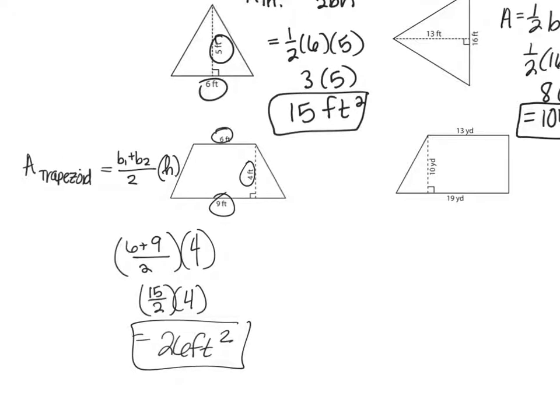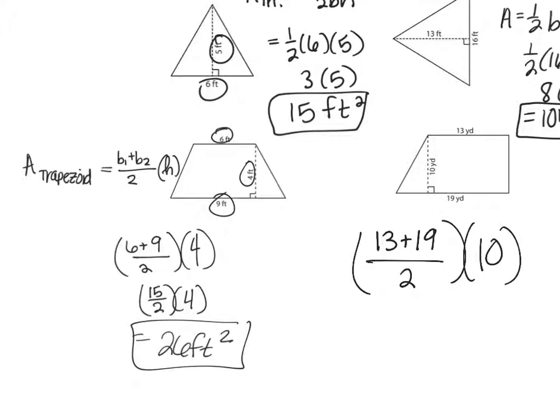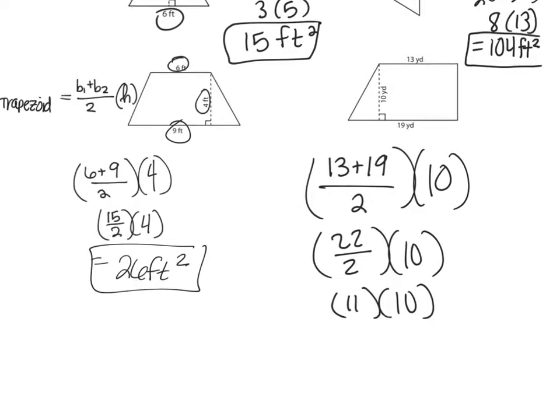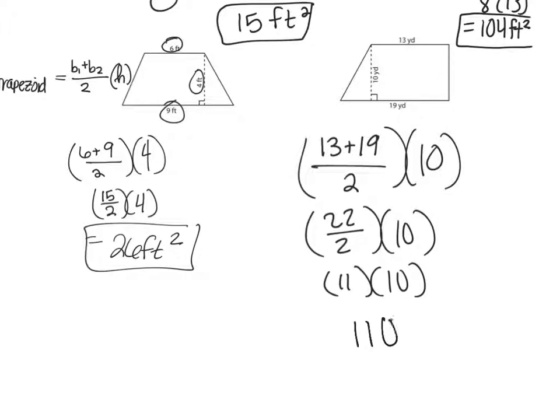And we'll do the same thing over here. So that's 13 plus 19. Those are my two bases divided by 2 times 10. 13 plus 19 is 32 over 2 times 10. So that's 16 times 10 to get 160 yards squared.